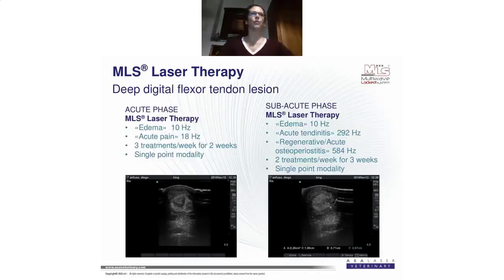So I want to show you the case of a deep digital flexor tendon lesion. Here it was in the periphery. It looked almost like perhaps a hematoma, but the way of thinking is always the same. Acute phase, we use acute pain protocol, edema, 3 treatments per week for 2 weeks, single point modality. And then in the subacute phase, I introduce the protocols for acute tendonitis, regenerative or acute periostitis, 584, 2 treatments a week for 3 weeks.